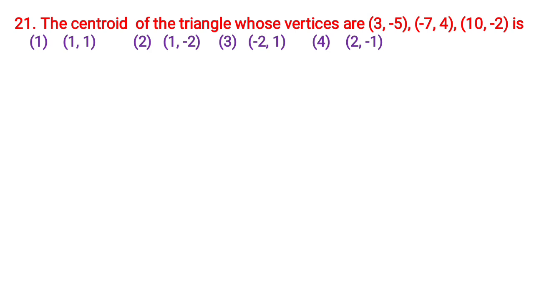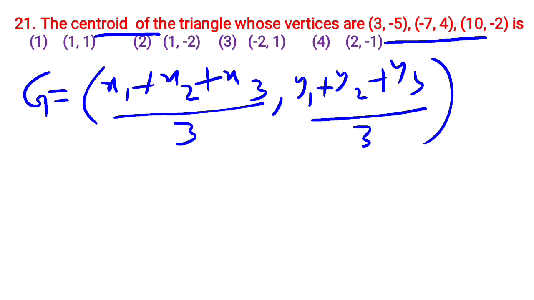Question 21: the centroid of the triangle whose vertices are given. So 3 vertices are given, and its centroid is required. The centroid is denoted with the capital G. Here is the formula: G equals x1 plus x2 plus x3 by 3 comma y1 plus y2 plus y3 by 3.